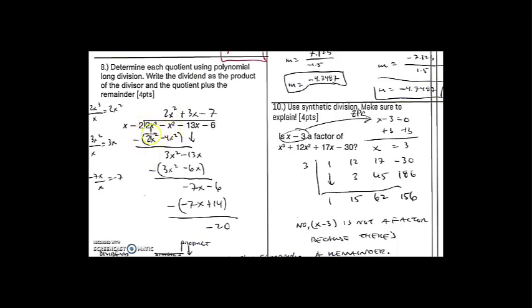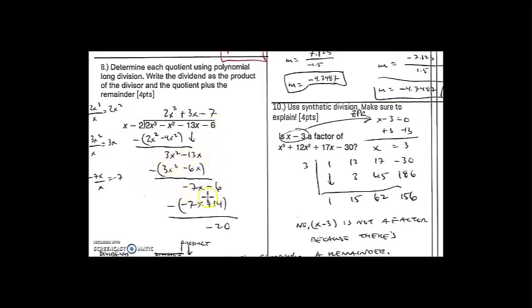Don't write it. -1 minus -4 means the opposite, so that means you get 4 and a -1, which gives you 3x squared. Bring that down, 13x. X goes into 3x squared, 3x times. 3x times x gives you 3x squared and -6x, and then you're going to subtract. 3 minus 3 is 0, -13 minus -6, so that's -13 plus 6 gives you -7x.